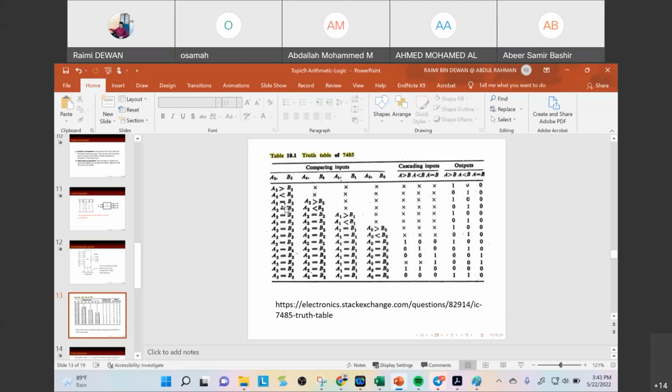Then A3 less than B3: no need to compare anymore, because we already know A is already smaller, and so on. So please, everyone, read this one by one and try to understand each of these.